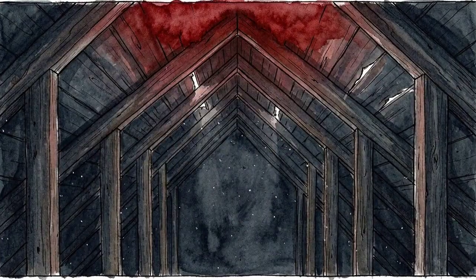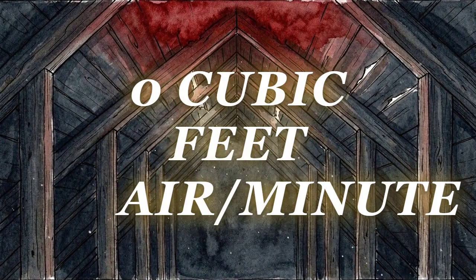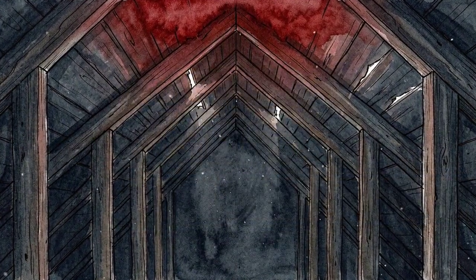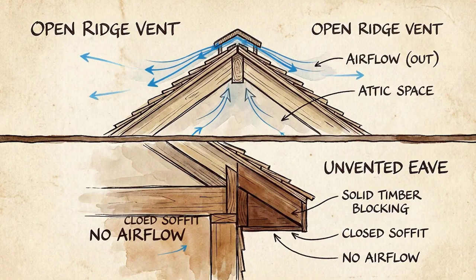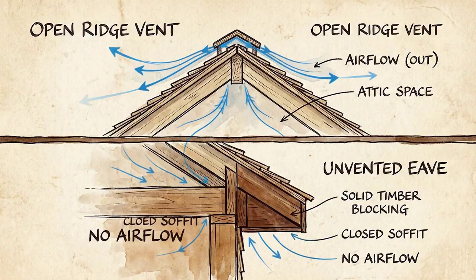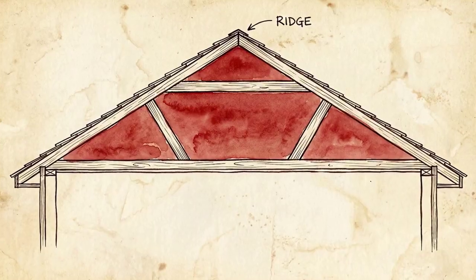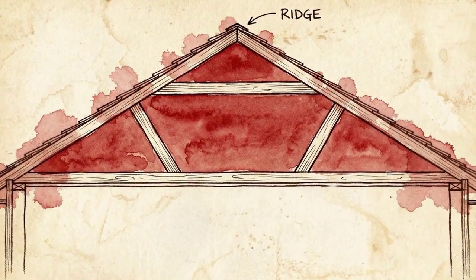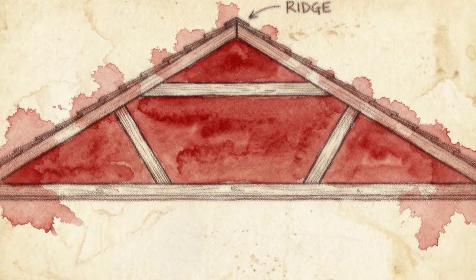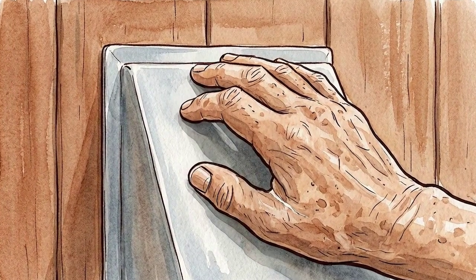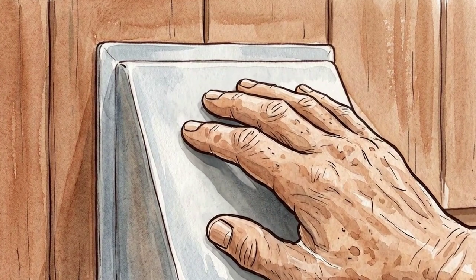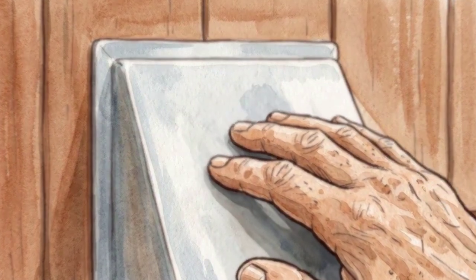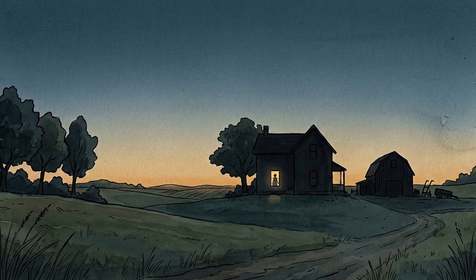It moves 0 cubic feet per minute of air, not because it is broken, not because it is the wrong size, because there is nothing feeding it from below, and a ridge vent with no intake is not a ventilation system. It is a decoration with a warranty. This is the hidden detail that nobody mentions when they sell you the ridge vent.